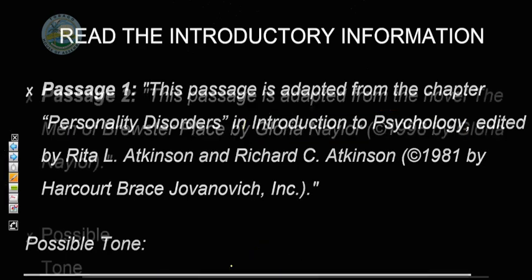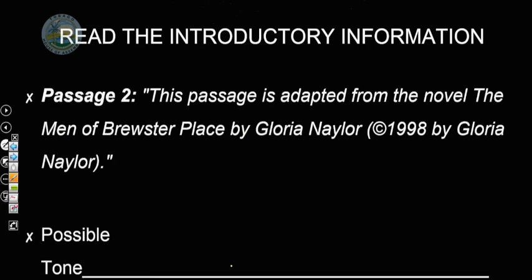Let's take a look at a second passage. This one says, this passage is adapted from the novel The Men of Brewster Place by Gloria Naylor, copyright 1998 by Gloria Naylor. What is the possible tone? Now, interestingly, we know it's a novel because it says it's a novel. But it would be difficult to determine the tone of the novel because a novel can have many different tones.